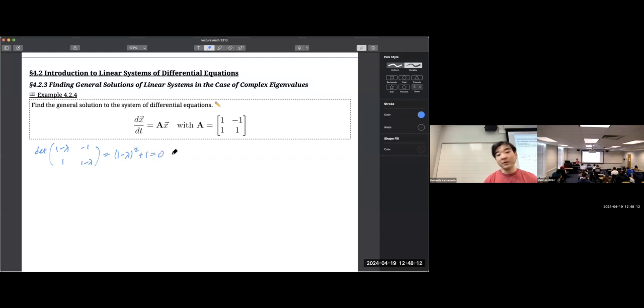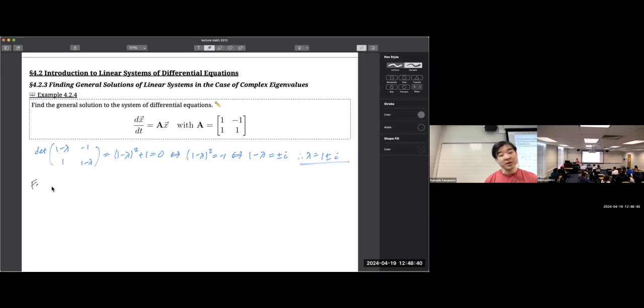If you solve this by moving the 1 to the other side, you get this, and then you take the square root of both sides. You get 1 minus lambda is equal to plus or minus i, and therefore lambda is equal to 1 plus or minus i. This is fine. Your characteristic equation is quadratic, so you may end up getting complex roots.